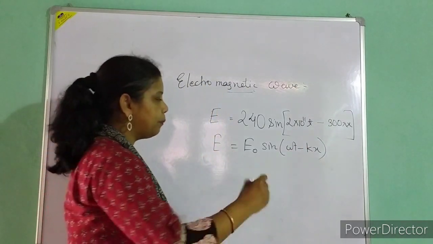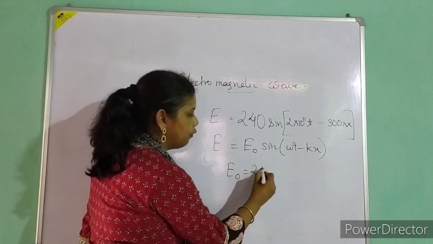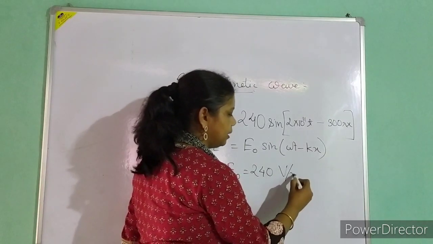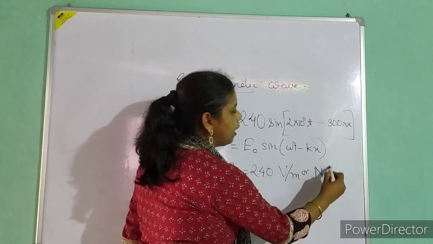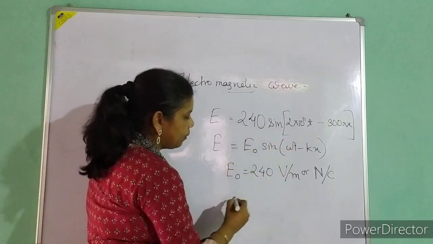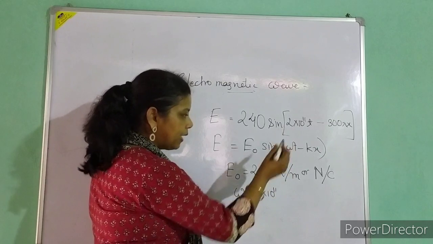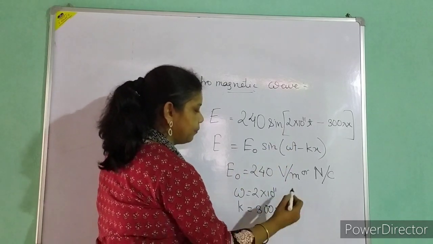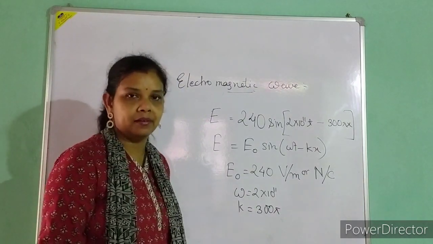So if I compare these two equations, E naught is equal to what? 240. Since it is an electric field, the unit will be volt per meter, or what I have written, force, Newton per coulomb. In exam, anything can be given to you. And from there, omega equals 2 into 10 to the power 11. And from there, I can write k equals 300 pi. So these are the values we get after comparing.